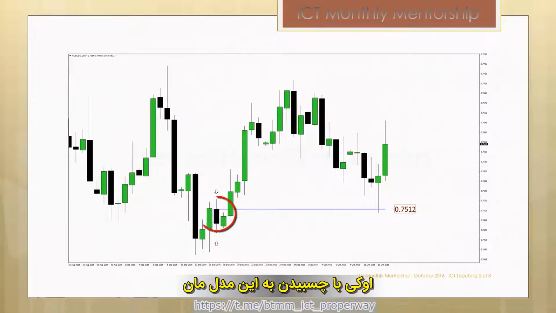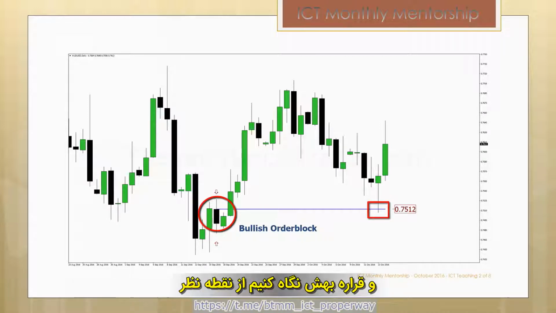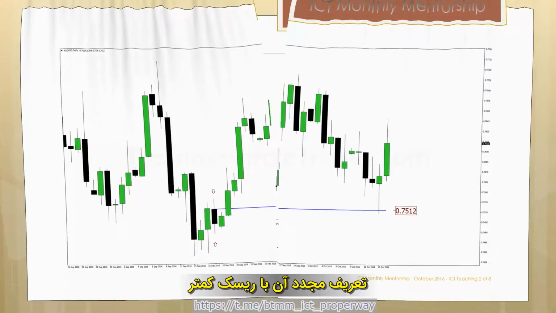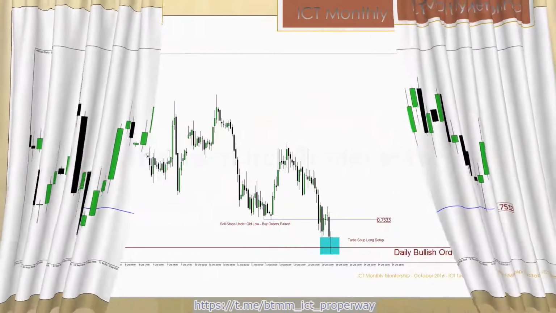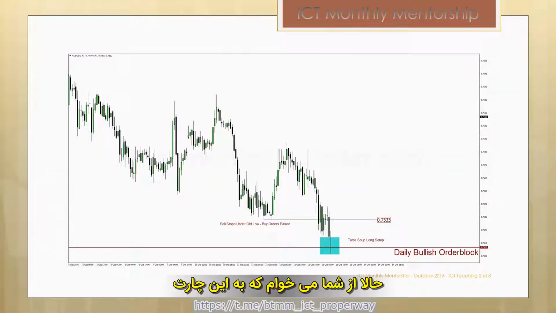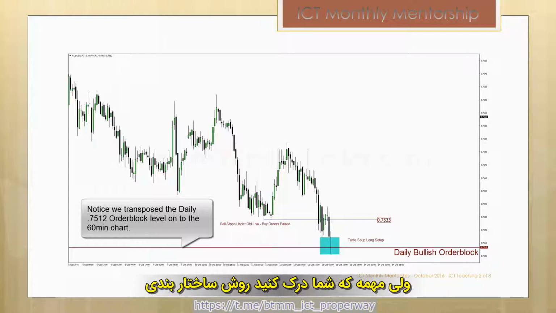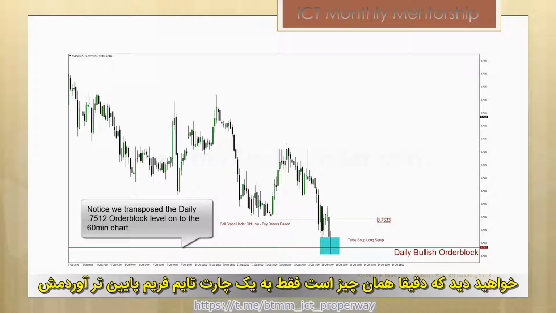Okay, sticking to our model, we used the Aussie dollar daily chart the last time. We're going to look at this same setup and we're going to look at it in terms of refining it with lower risk. Now, I want you to look at this chart carefully because this is exactly the same chart you saw in the previous teaching. Now, I'm going to amplify on this, but it's important you understand the way the framework is here. You're going to see it's exactly the same thing, just brought down to a lower time frame chart.